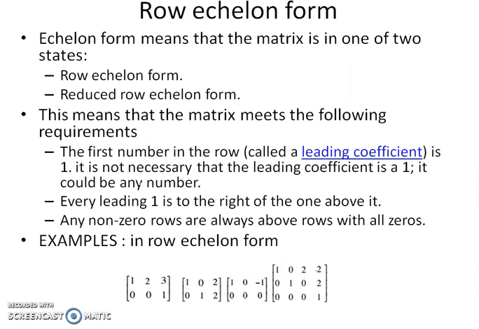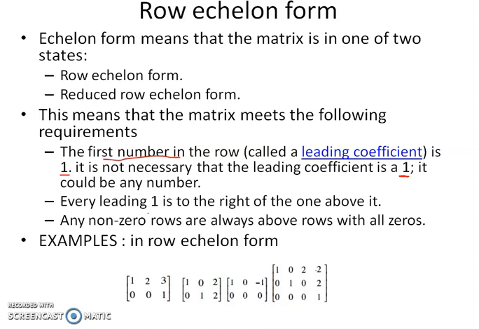So row echelon form will be meeting these requirements. That is, the first number in the row will be 1, although it is not necessary that the leading coefficient is 1. It can be any number, so it is preferred to have 1. It can be any other number also, but in order to solve the equation, it is preferred to have the leading coefficient value as 1.